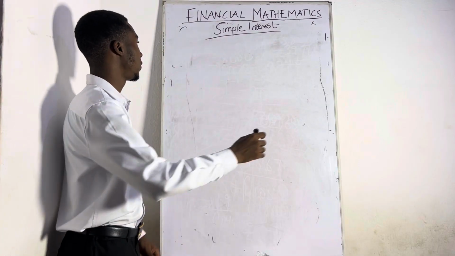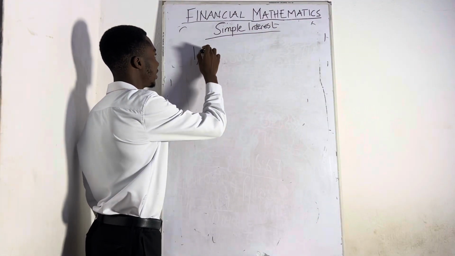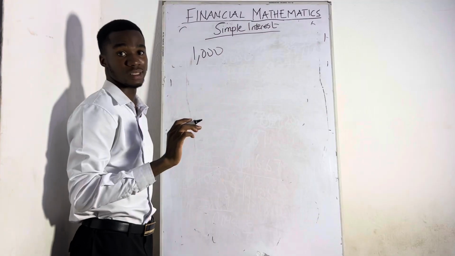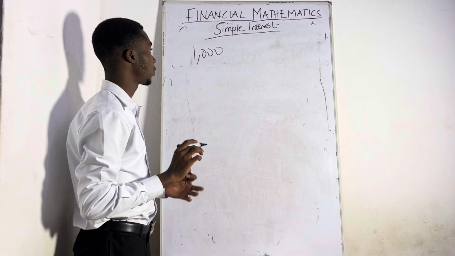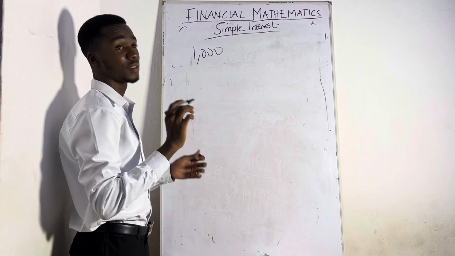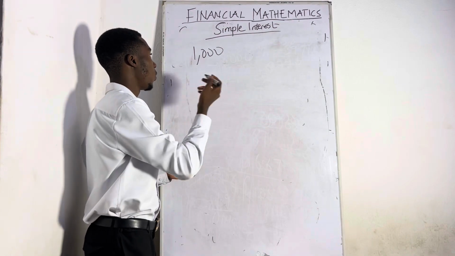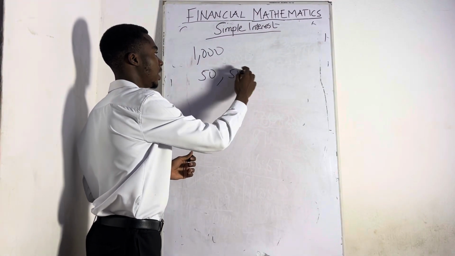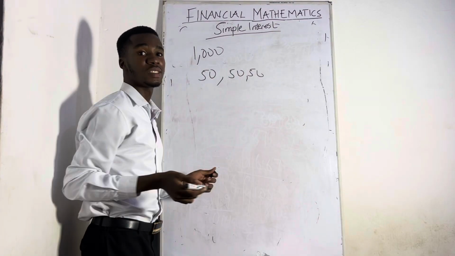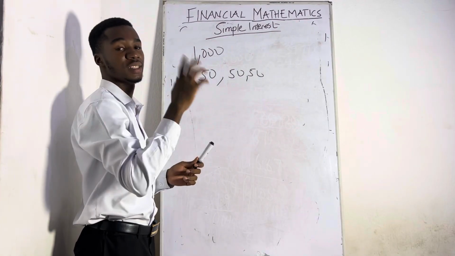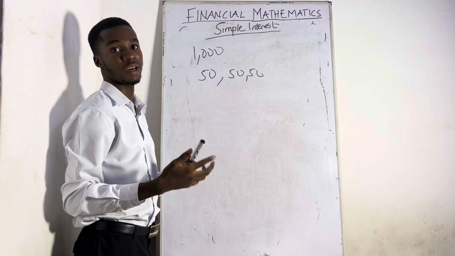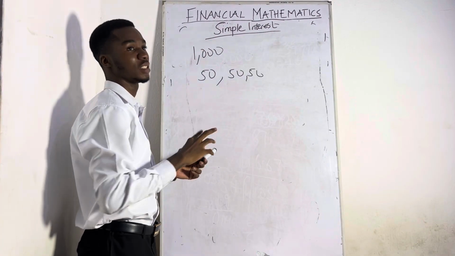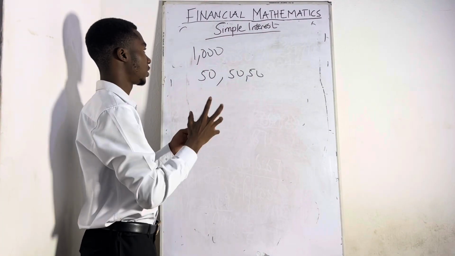What that means is that if you deposit, let's say, 1,000 cedis in the bank, and every year they are supposed to be giving you 50 cedis, it means that in year 1 you are getting 50 cedis, year 2 you are going to get 50 cedis, year 3 you are going to get 50 cedis. So if it stays in the bank for 10 years, it's just 50 times 10, which is 500 cedis. If it's 20 years, just 50 times 20. That's the meaning of simple interest.